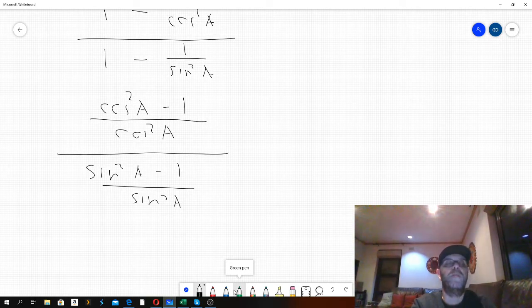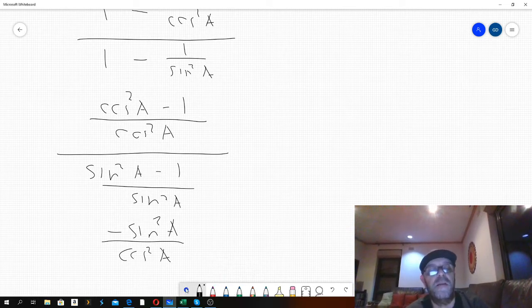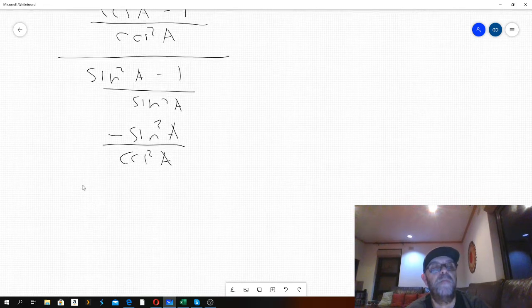But we know that cos squared minus 1 comes from an identity that says sine squared plus cos squared is equal to 1. So sine squared plus cos squared is equal to 1 means that I can say that cos squared minus 1 is equal to minus sine squared. So I'm going to write minus sine squared at the top, and then have that over cos squared. And then we'll put the big division line again.